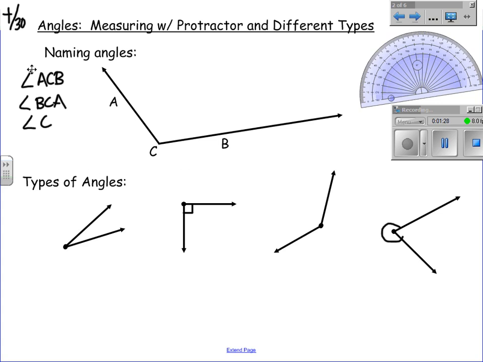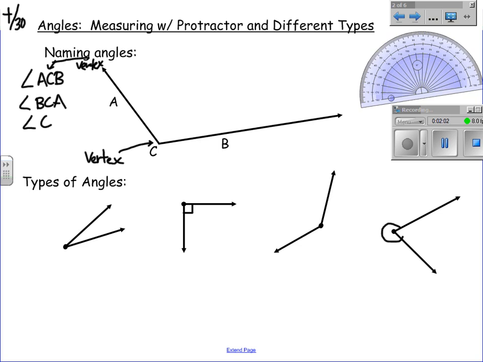What can we not call it? What is a bad name for this angle? Nathan? ABC. What else is a bad name? Costa? BAC. Because anytime you name an angle, the vertex point has to be in the middle. So just so you remember, this point where the two rays come together is called the vertex of the angle. And when you name it, the vertex always has to be in the middle. Okay?